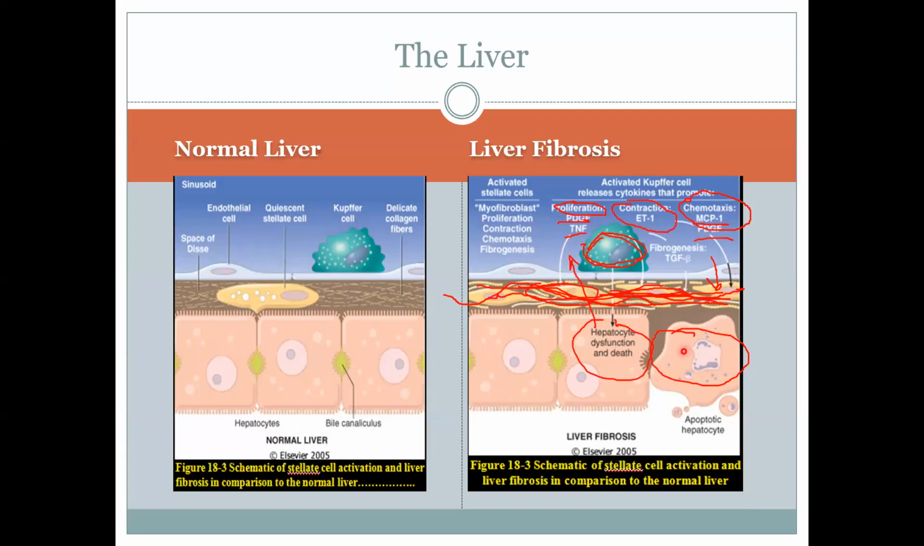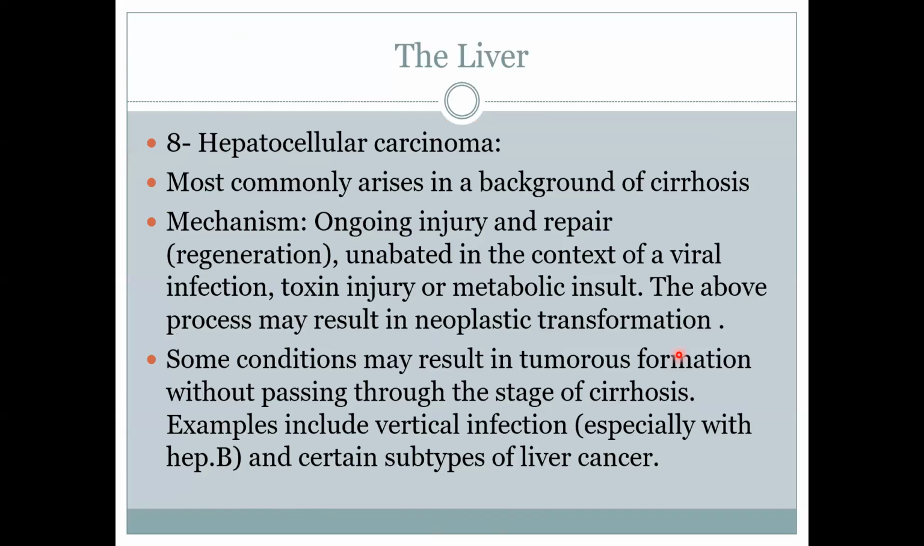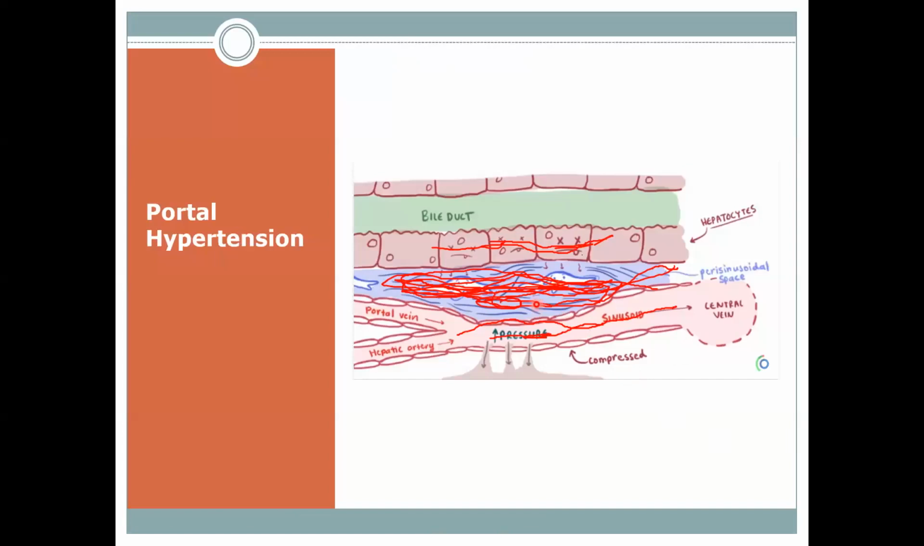Okay, so you can see what happened at the periphery of the regenerative nodule, as I mentioned to you a minute ago. All right, so the end result is death of these cells and raised pressure here, and that's really two manifestations of liver damage.